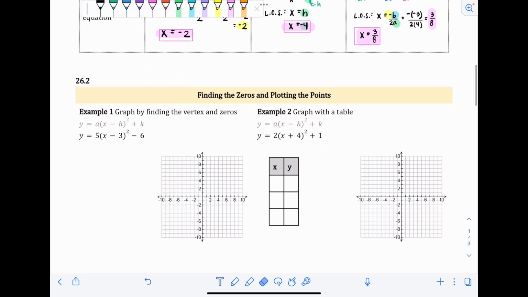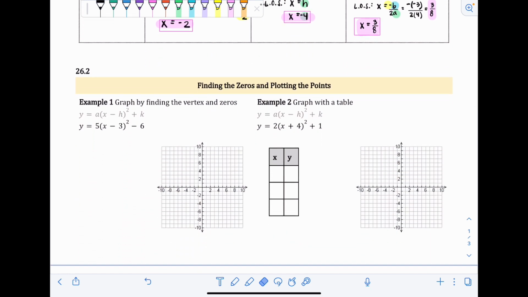Okay, so moving on to 26.2, it's finding the zeros and plotting points. So we're going to do these examples 2 different ways. Example 1 is going to be by finding the vertex and the zeros, and we'll talk about what that means in a second. And then example 2 is going to be to graph with a table.